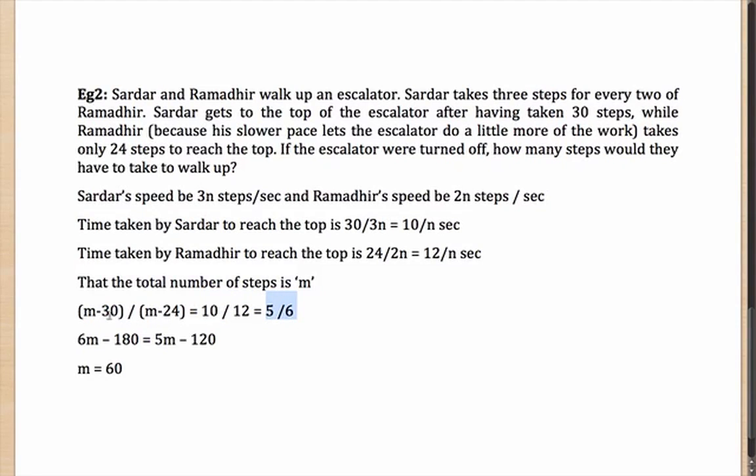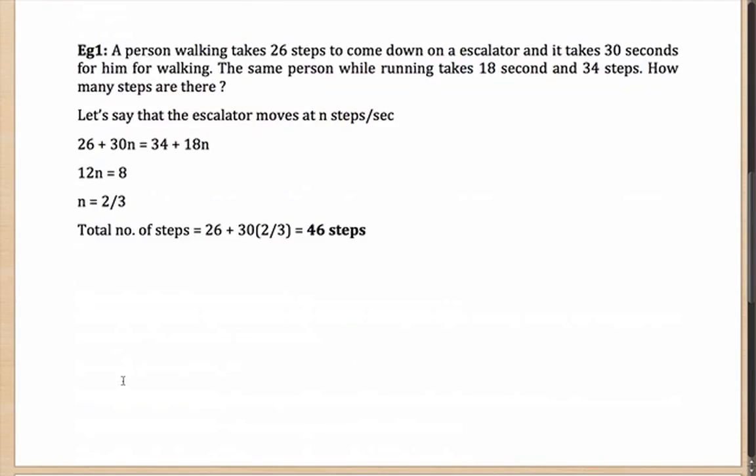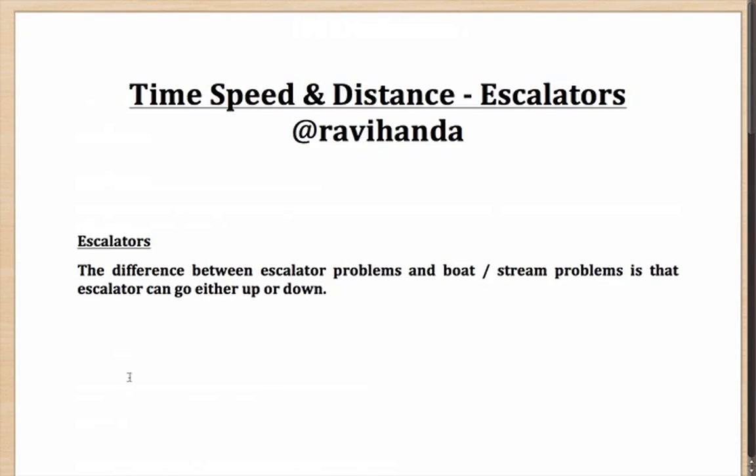Solving this equation, taking 6 to the other side, you get 6m minus 180 is 5m minus 20, or m is equal to 60. This essentially means that the total number of steps, if the escalator were turned off, will be 60. With this, I'd like to wrap up this session on escalators.